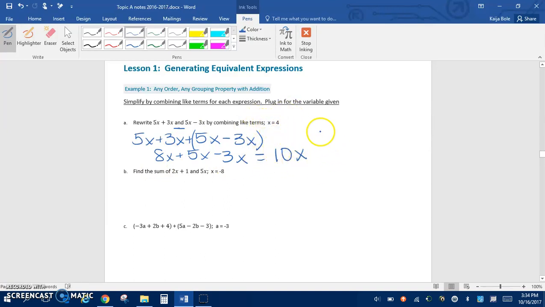And then it says to evaluate when x is 4. So this is our simplified expression. So we're going to do 10 times 4, which would give us 40.